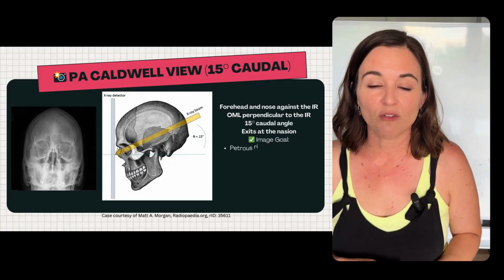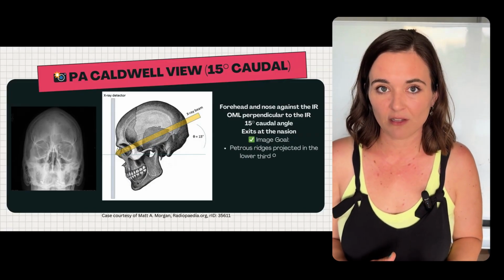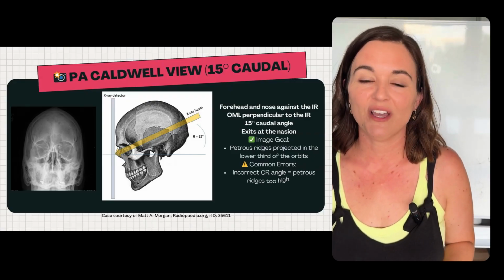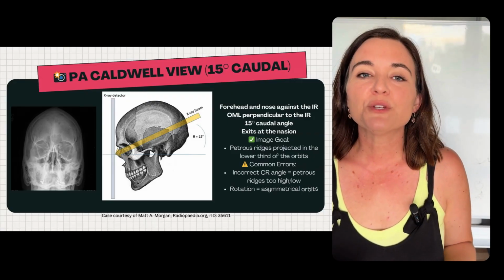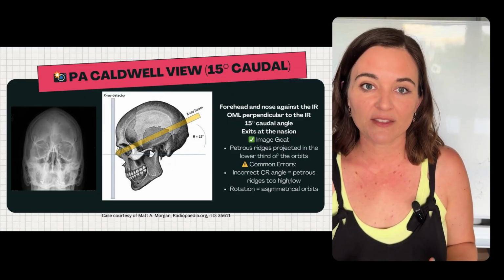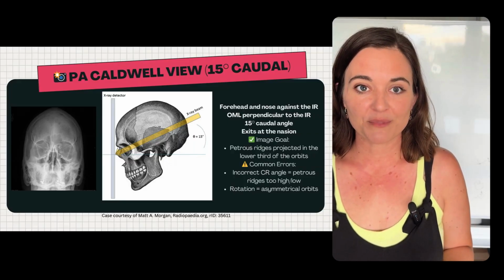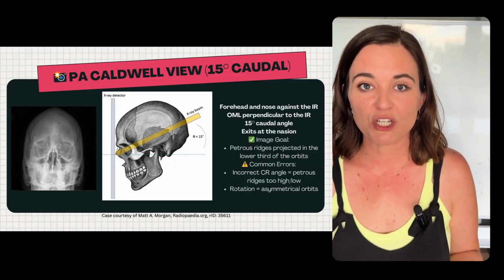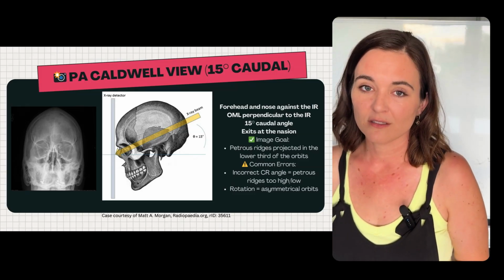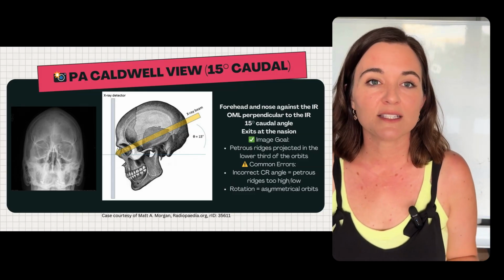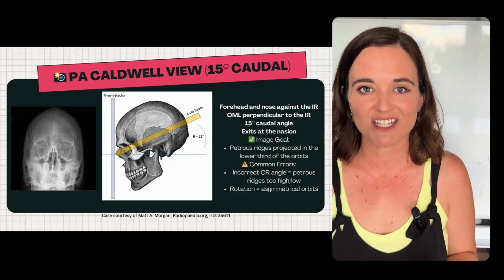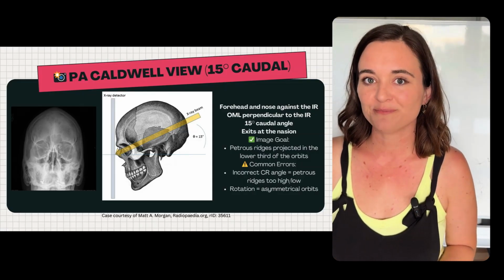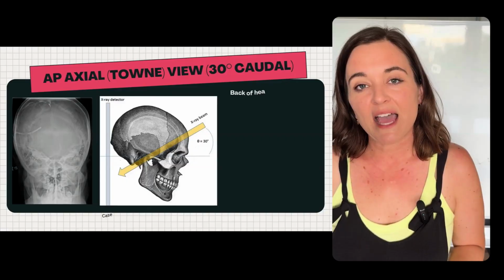The orbitomeatal line, OML, is perpendicular to the IR. The central ray is angled 15 degrees caudal and exits at the Nasion. This projection demonstrates the frontal bone and the superior orbital rims. Our image goal is the petrous ridges, and they should be projected in the lower third of the orbits. For clinical use, this is excellent for evaluating frontal and anterior ethmoid sinuses, as well as orbital margins and skull trauma. Next up is our AP Axial Towne view.